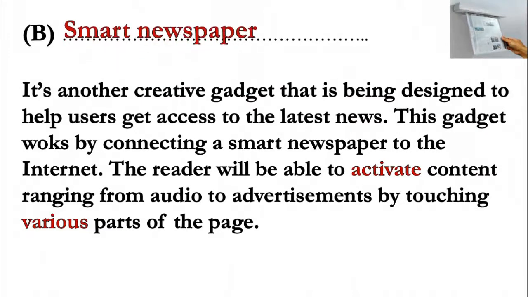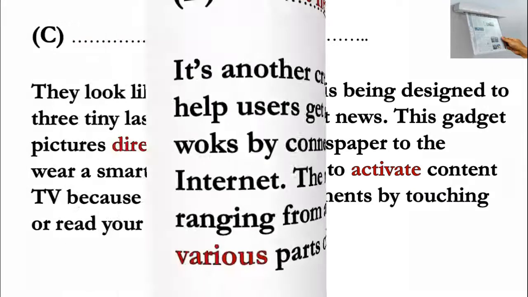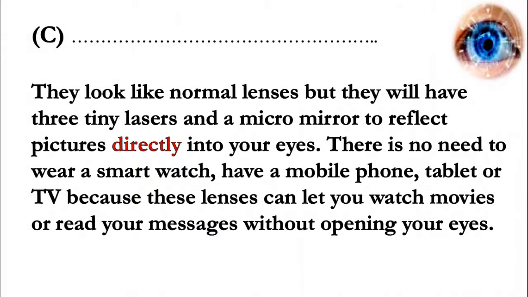The second one. Excellent. Smart newspaper. Smart newspaper. Because if you look at the picture and after reading the text, you are going to find he speaks about what here, smart newspaper. The third and last one, we have an eye here and we have lenses. So what can we call this gadget? Smart contact lenses. Smart contact lenses.